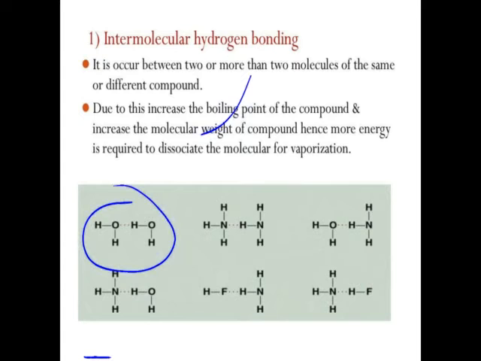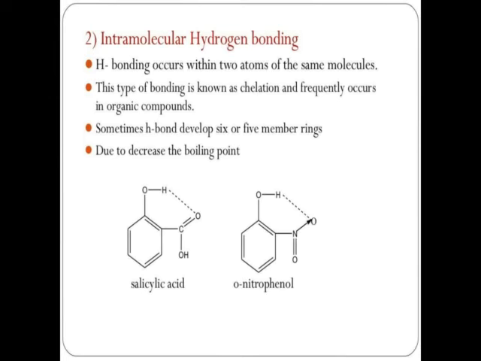So these are the examples where intermolecular hydrogen bonding takes place, that is, the hydrogen from one molecule and a heteroatom from another molecule. In case of intramolecular, the hydrogen bonding occurs between the atoms of the same molecule. Due to this, there is a decrease in the boiling point. So when intermolecular hydrogen bonding takes place, the boiling point increases. When intramolecular hydrogen bonding takes place, the boiling point decreases.